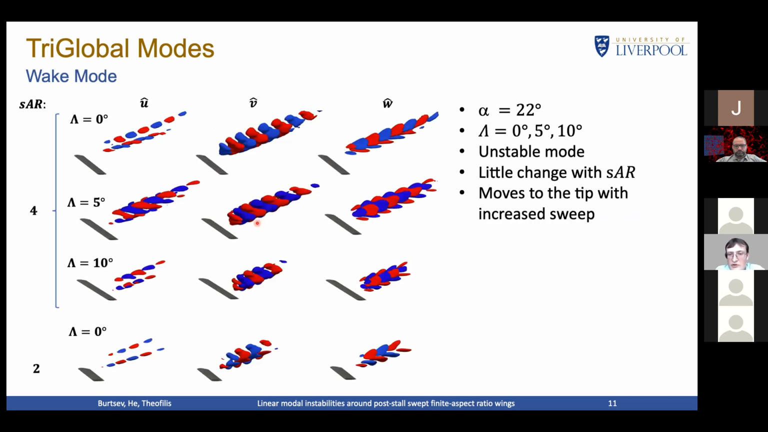Now, looking in more detail at the velocity components of the wake global mode for different sweep angles, and with the shorter wing, again we see qualitative similarities. Overall, the mode is less amplified with increasing sweep and more amplified at the shorter aspect ratio. And overall, the structures seem to be very similar between the two aspect ratios.